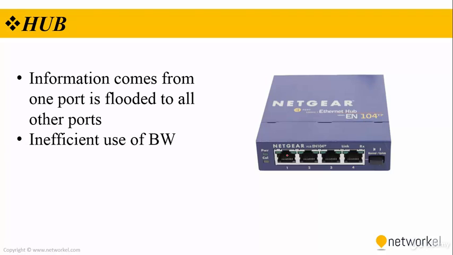As you see in the picture, we have a hub and we have 4 ports over the devices. If port 1 wants to communicate with port 4, for example, the packet is flooded to port 2 and port 3 as well. And as you can see, that's an inefficient use of the bandwidth.